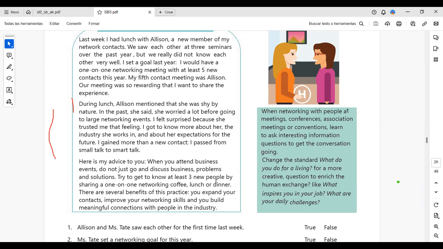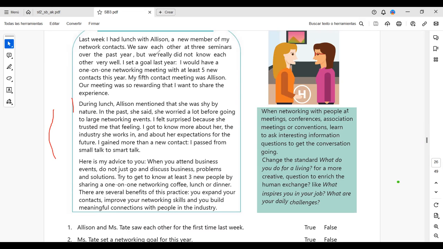Last week, I had lunch with Allison, a new member of my network contacts. We saw each other at three seminars over the past year. Past year. Y aquí dice that they saw each other for the first time last week. Last week. So it is false.